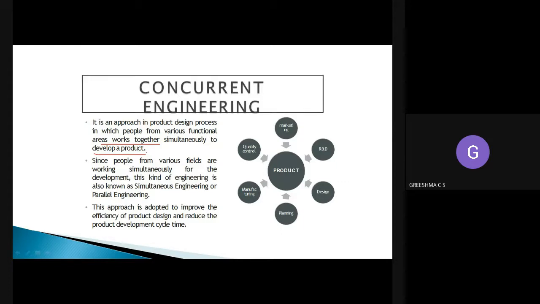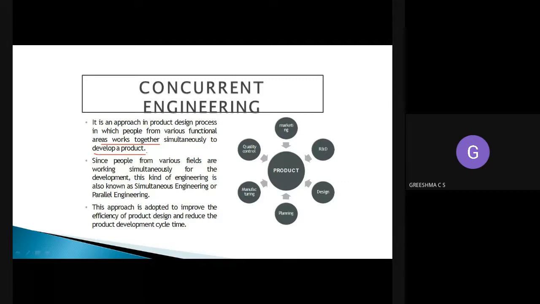This approach is adopted to improve the efficiency of product design and reduce the product development cycle time. Since people from various engineering streams are involved in developing the product, it is also called simultaneous or parallel engineering. You might have observed this in most companies. They have a mechanical wing, a CS wing, and a civil wing, because alone this cannot function. A company needs help from the mechanical stream, the CS team, and the IT team. So all of these work together.